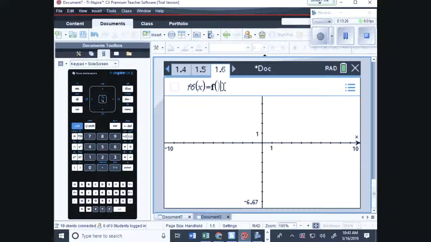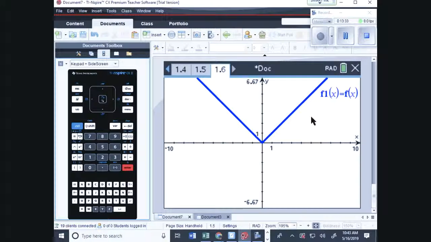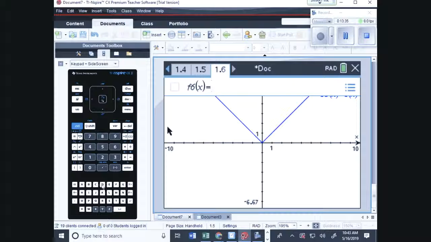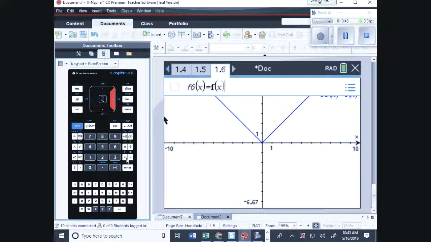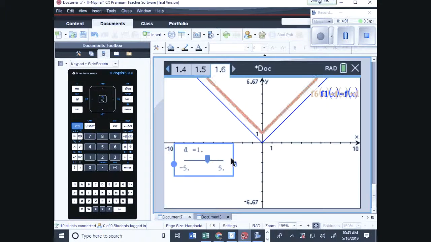And first of all, let's graph F. Let's get our parent function back up one more time. And now we want to look at this transformation where we're talking about F of x. And this time I want to deal with outside the parentheses. What if we add a number to the whole function, like that? I don't want to use C. We've already used C. Let's use D. Boom. And I create a slider for D.